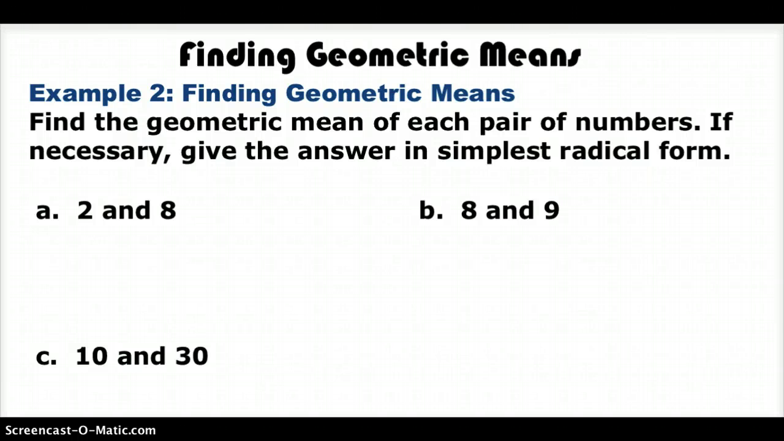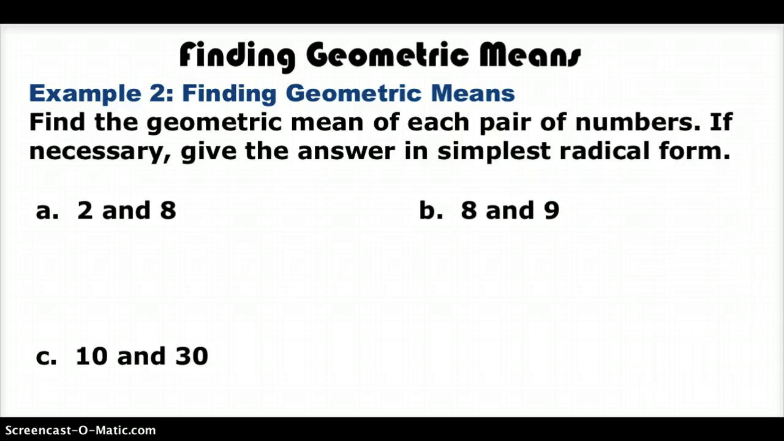Let's look at finding geometric means one more time here. We'll just look at 3 examples in a row really quick, and I think you guys will get the hang of it. So we're asked to find the geometric mean of each pair of numbers, and if necessary, give the number in simplest radical form. In each of these cases, we're going to let x represent the geometric mean. I'll just go through and set up each of these problems first.